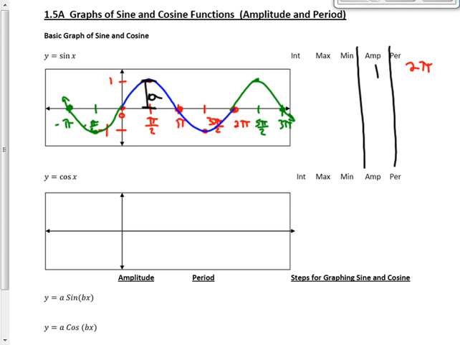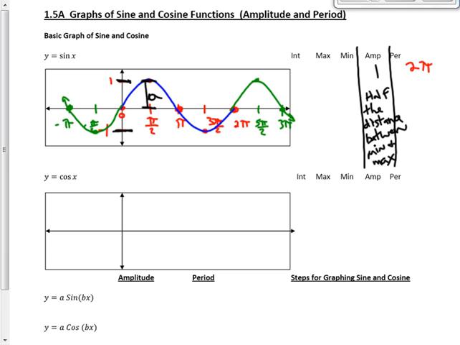Ultimately, an amplitude is defined or can be found as half the distance between the minimum and maximum point. So half the distance from here to here, from -1 to 1, I have a distance of 2, and then half of that distance would be 1. So the regular sine graph has an amplitude of 1.